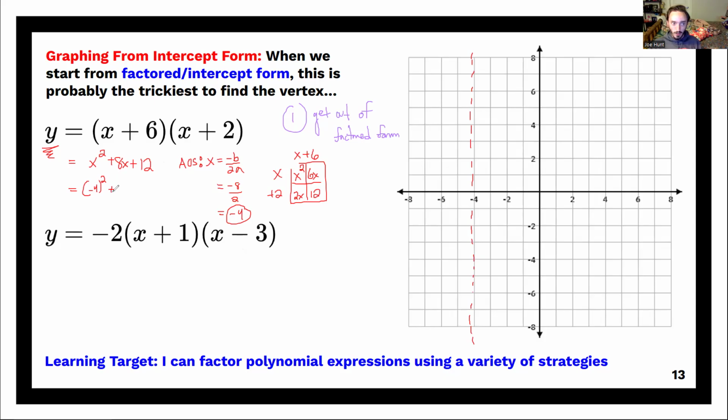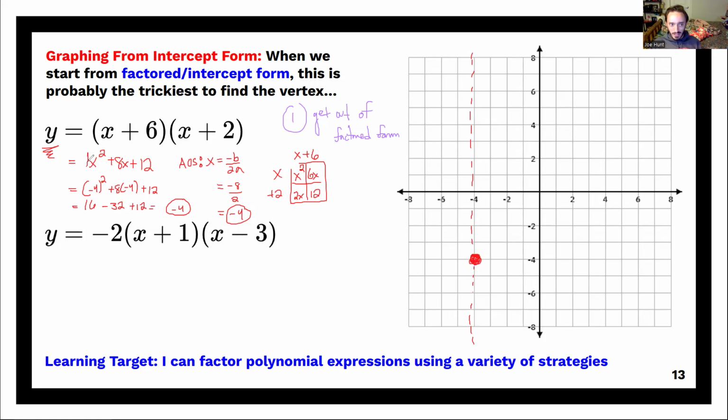Negative 4 squared plus 8 times negative 4, and then plus 12. I'm going to get a 16 minus a 32 plus 12. That's going to tell me the y value of the coordinate in this context. That's going to be like a negative 4 again. So I've got my vertex down here in the lower left quadrant.